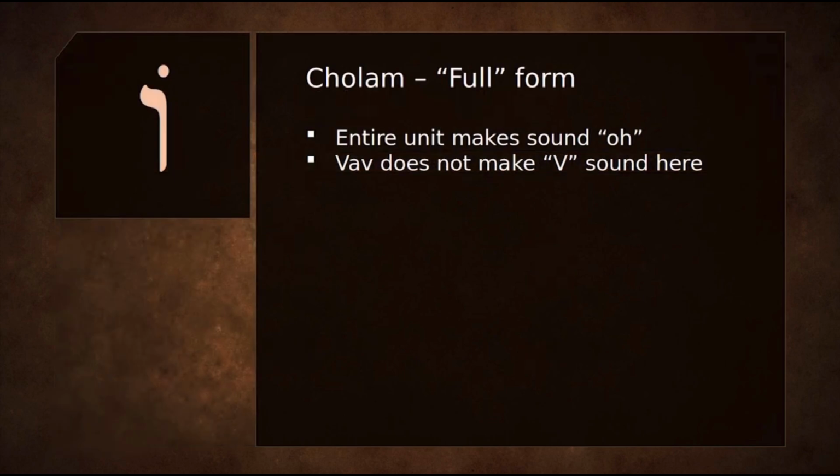Also, as I mentioned, the cholam has two forms. The one form it can take is just a single dot, like we just saw. And the second form it can take is this form, a dot written above a letter vav. If you see a vav with a cholam over the top of it, then the vav will not make its V sound. The vav just becomes part of the vowel. So the only sound that is made here is the O sound of the cholam. So a cholam can be just a dot by itself, or a dot over a vav. Either way, it makes the sound O.